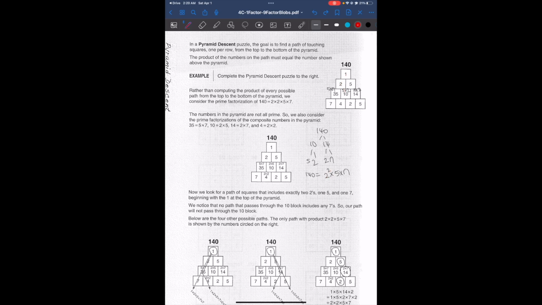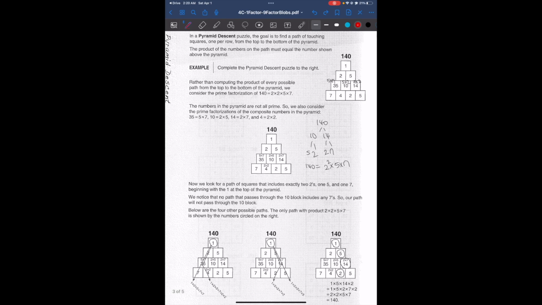Then another way to find this is we can just go straight down like so. But then the problem with that is that 7 is used twice and 2 is used only once, so that would be incorrect. And then the path that would work would be like this, where we use 5 once, 7 once, and 2 twice.